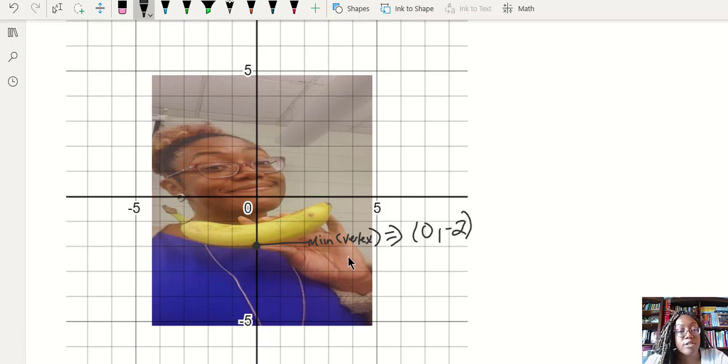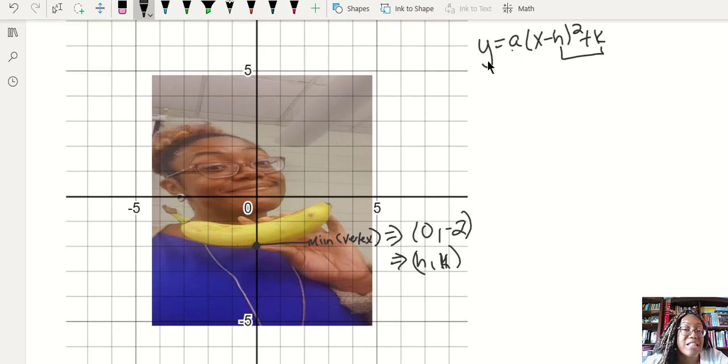All right. Now also remember, vertex means that this represents your H and your K. So from this information, remember the quadratic function in vertex form is y equals a times (x minus h) squared plus k. So what am I going to do here? I have my h and my k, which is my vertex, but I don't have my a. And you would think that you don't have your x and your y, but you do.